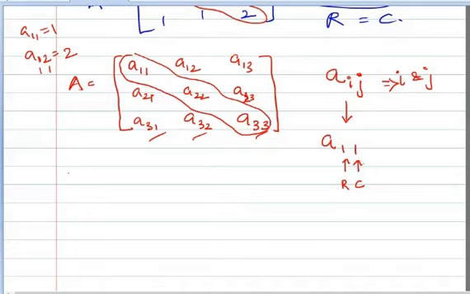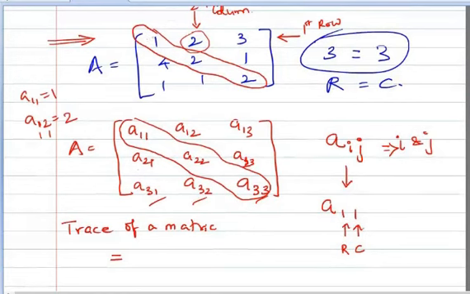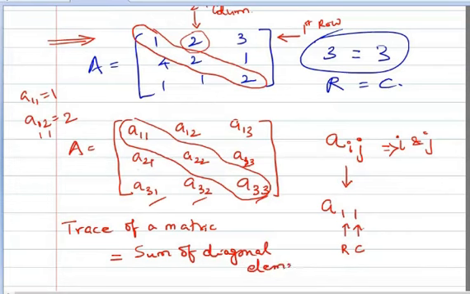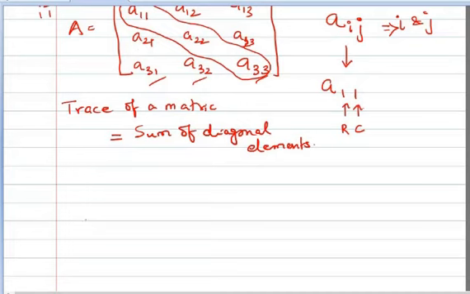In the GATE examination, you will be asked to find the trace of a matrix. Trace of a matrix. So what is this trace? The sum of the elements along the diagonal is called the trace of a matrix. So the trace of a matrix is the sum of diagonal elements.